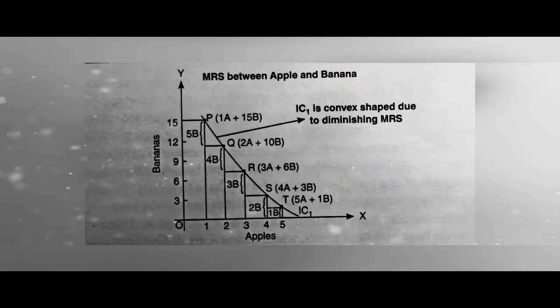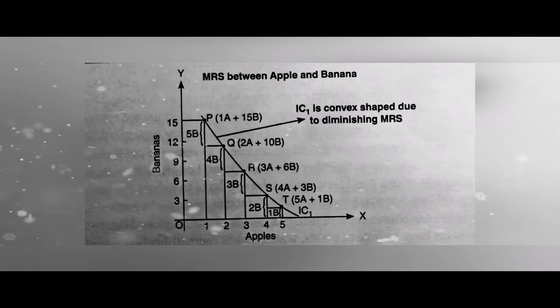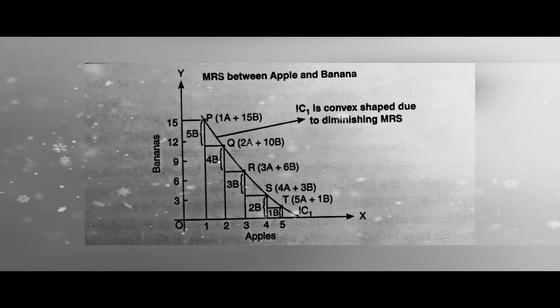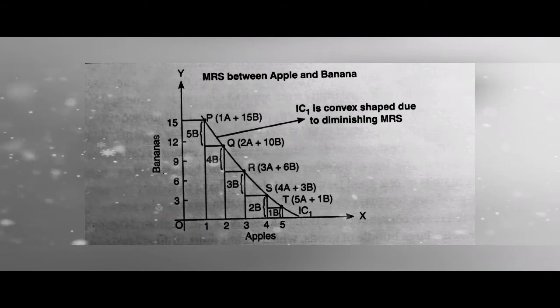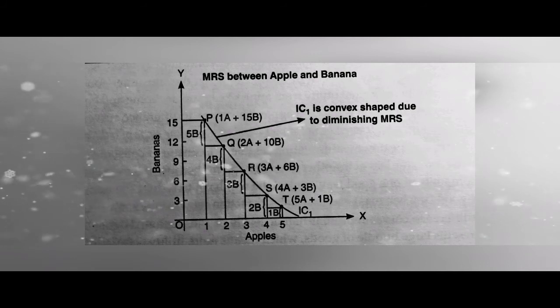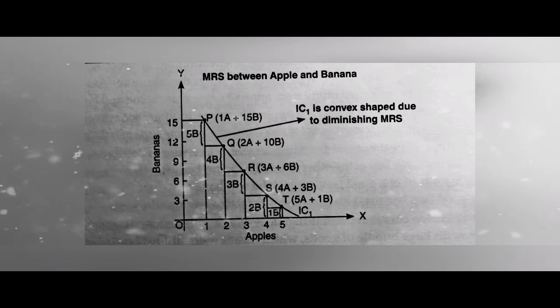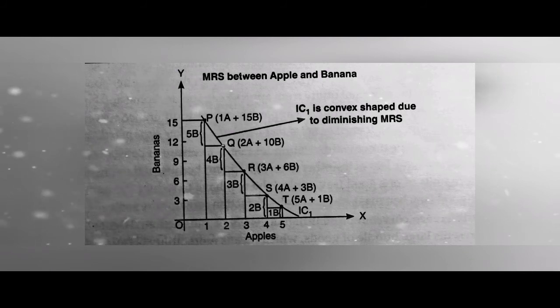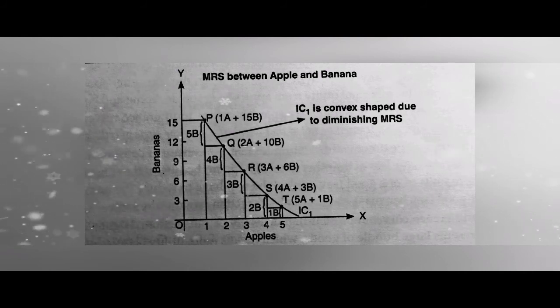The graph here, that is the indifference curve, is convex due to the diminishing marginal rate of substitution. It means that as banana is substituted, the apple is increasing, right? The curve is going downward. So this graph represents the marginal rate of substitution. Clear?